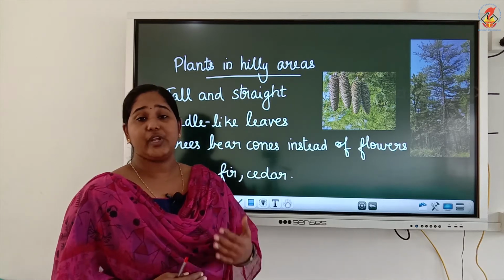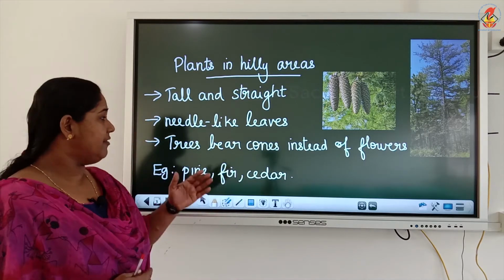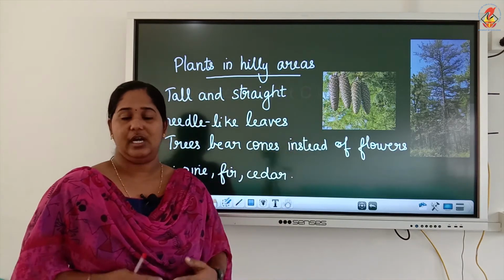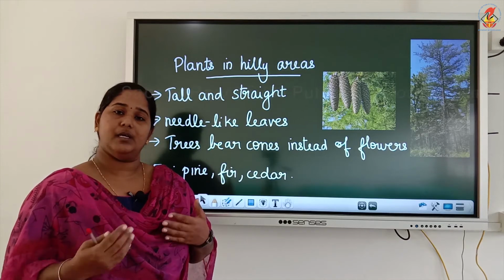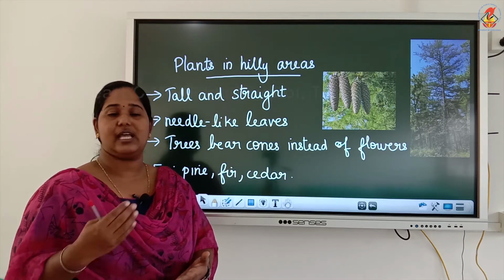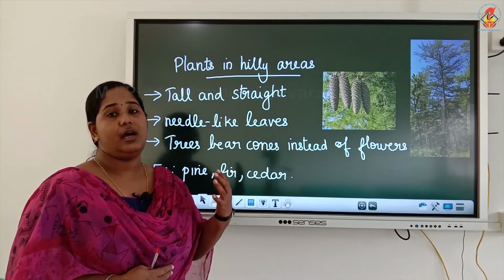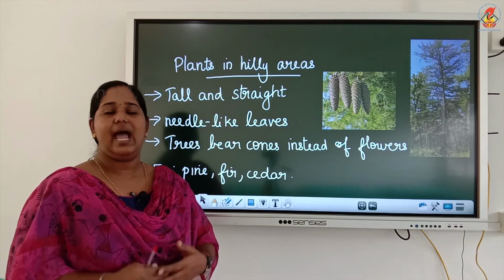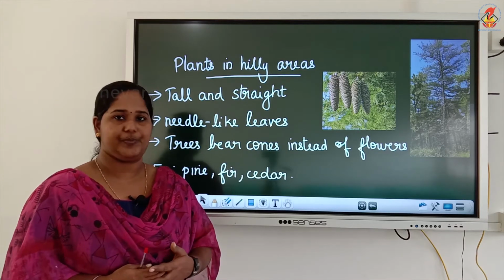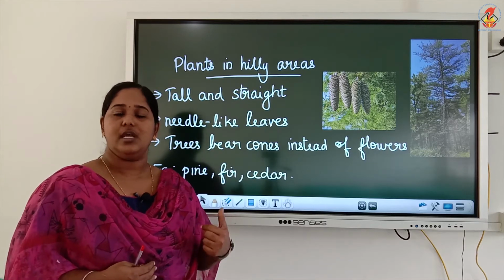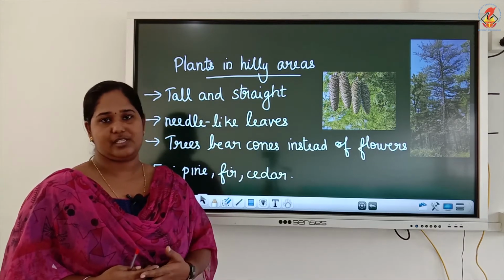And the trees that grow in hilly areas have cones instead of flowers. The cones are shown in the picture. Flowers are replaced by cones in plants that grow in hilly areas. Instead of flowers, they will have cones, and that is why they are called conifers. Plants in hilly areas are normally called conifers because of the cones present in the trees.